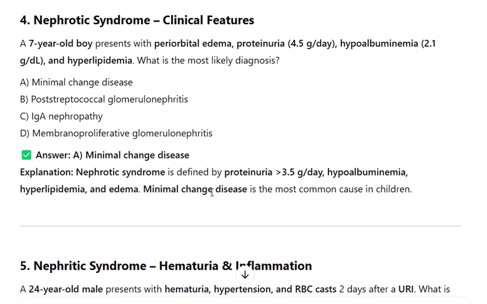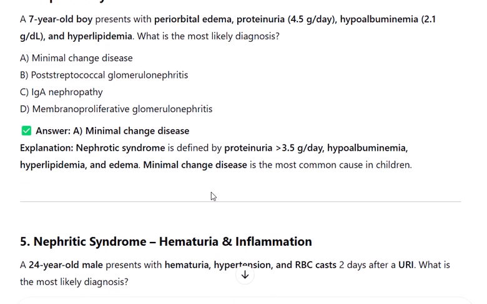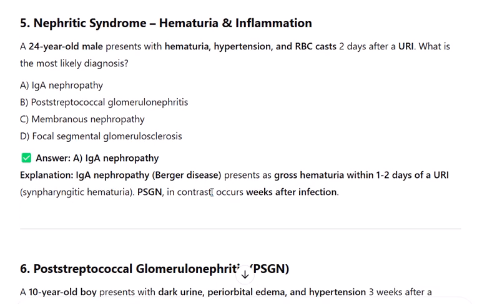5. Nephritic syndrome, hematuria, and inflammation. A 24-year-old male presents with hematuria, hypertension, and RBC casts 2 days after a URI. What is the most likely diagnosis? A. IgA nephropathy. B. Post-streptococcal glomerulonephritis. C. Membranous nephropathy. D. Focal segmental glomerulosclerosis. Answer A. IgA nephropathy. Explanation: IgA nephropathy, Berger disease, presents as gross hematuria within 1 to 2 days of a URI, synpharyngitic hematuria. PSGN, in contrast, occurs weeks after infection.